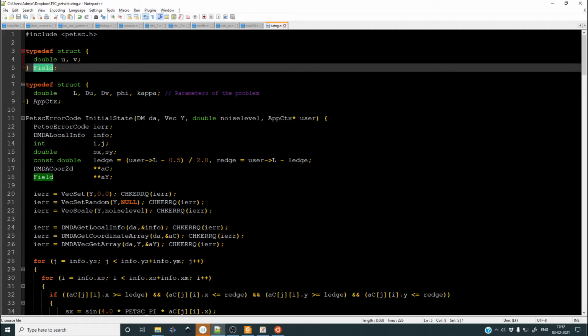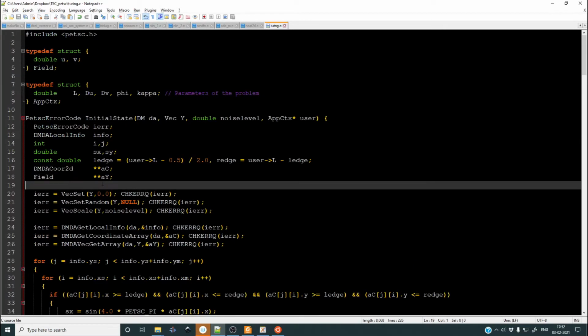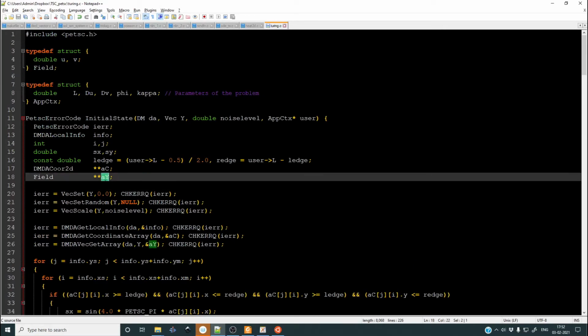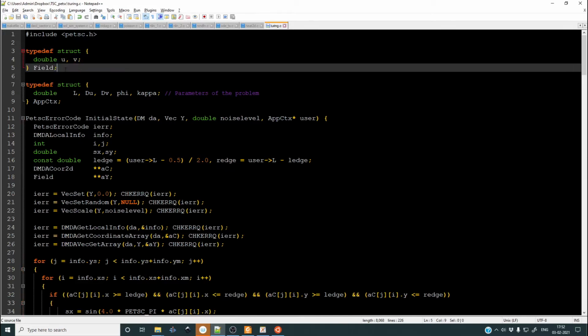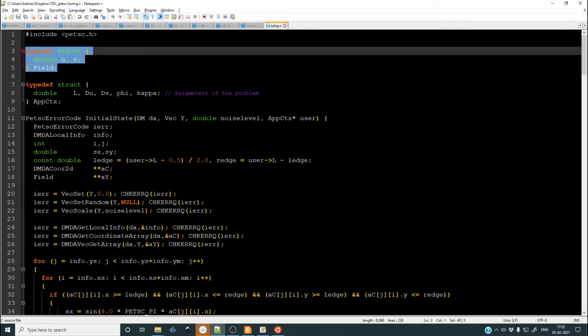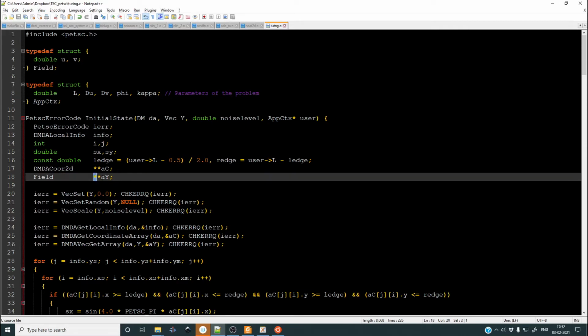And the field is required to declare the 2 degrees of freedom per node that we have. Recall that we have declared everything as 1 degree of freedom so far, because we did not have a system of equations. But now we have at a single node both values of u and values of v, so we declare it as a struct, and that struct is declared over here, and it's star star. Why? Because it's a 2D array.